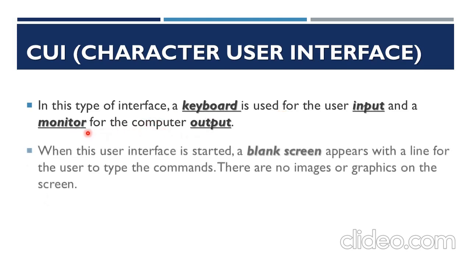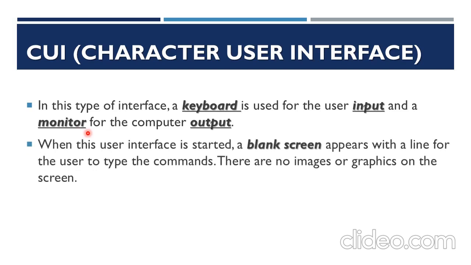Okay. Next, when this user interface is started, a blank screen appears with a line for the user to type the commands. There are no images or graphics on the screen. So in this character user interface, when it opens, you can see only a black blank screen. No colored images or pictures or graphics will be seen on the screen. So you can only type the commands using the keyboard. No images or graphics will be shown in the character user interface.